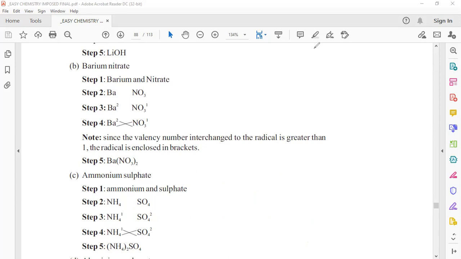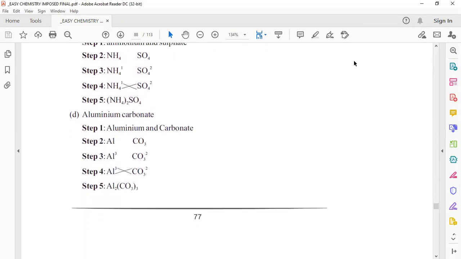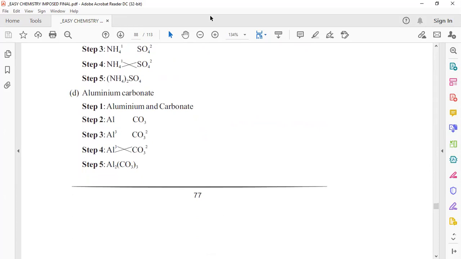So there are so many examples of these formulas. Look at aluminium carbonate. Just try to follow through this example. So aluminium, that is the symbol Al, and carbonate, that is CO3. The valence number for aluminium is 3. The valence number for carbonate is 2. Once we interchange, you notice that this is a 3, this is CO3, and the valence number is 2.